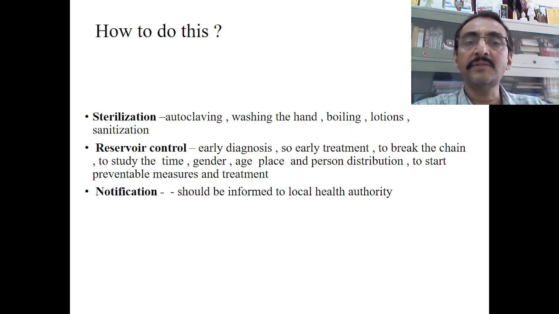Then reservoir control can be done by early diagnosis and early treatment to break the chain of transmission, to study the time of transmission, then gender involvement, then age, place and person distribution, to start the preventive measures and the treatment. Notification should be informed to the local health authority. So these are the different steps in infection control.